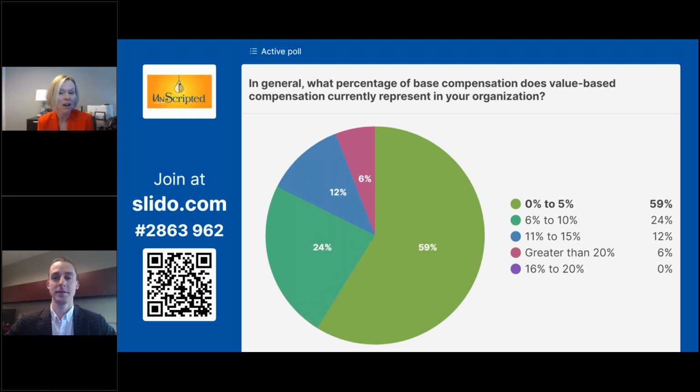So the answers are coming in line with what we received last time in our last polling session, and that's terrific. Most of you are indicating that the percentage of base compensation at risk for value is about 0 to 5%, and about 50% of you are in that category. It was 47% last time, so not a huge change in those answers. There were some greater than 20%, which I'm pleased to see because I wasn't sure if that would come up or not. So I'm glad there's a few of you out there with that. We're going to move on to the next question.